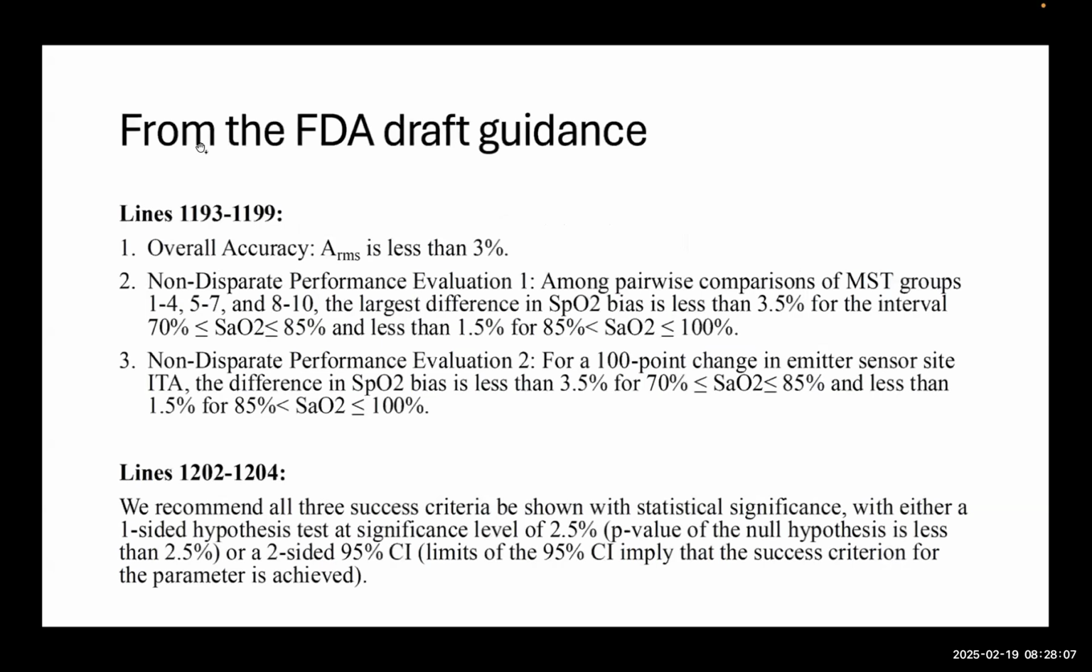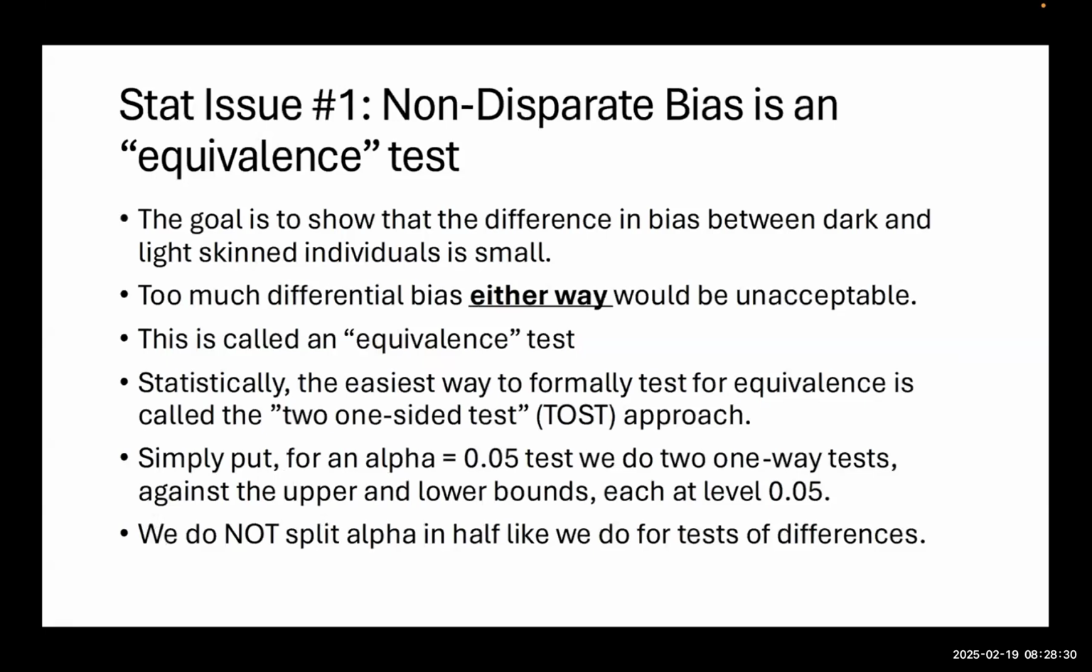Okay, so we've seen this already. The FDA draft guidance has 3 different criteria for success, as they call them: accuracy, non-disparate bias across MST groups, non-disparate bias using ITA, and then it has some success criteria that are in statistical terms, meeting hypothesis tests. So I have 2 high-level stat issues that I wanted to talk about.